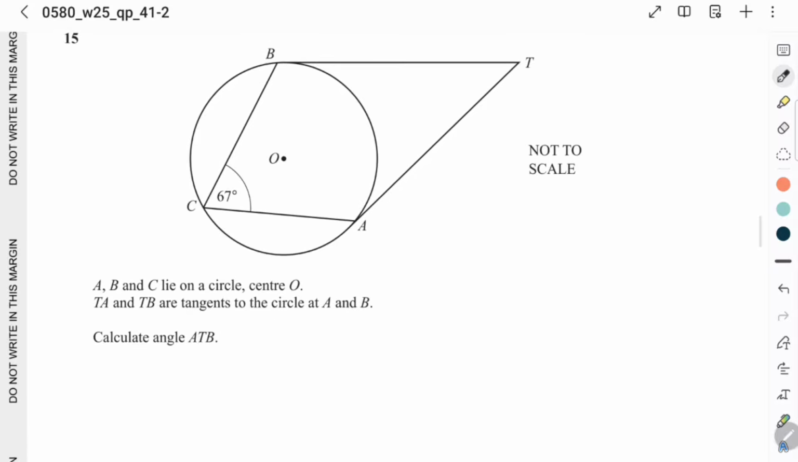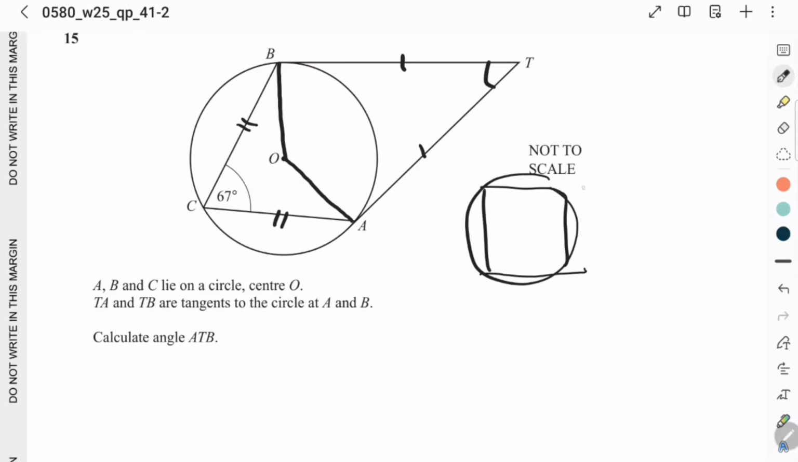Question number 15 now. In question number 15, A, B, C are on the circle with center O. TA and TB are the tangents, so they are equal, and this is the radius, which is also equal. The angle ATB is required. First of all, you connect these two lines, and we cannot take TACB as a cyclic quadrilateral, which is a mistake students make, because T is not on the circle. It's outside.